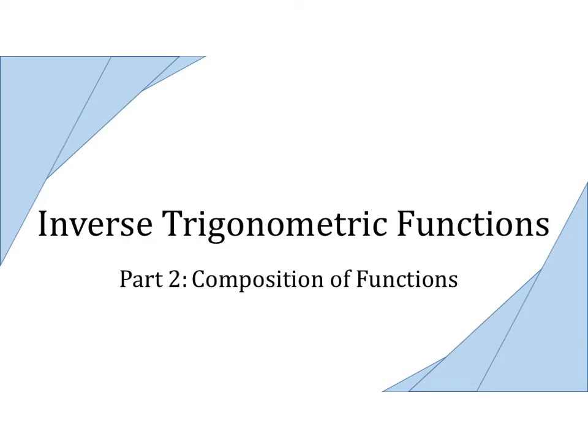So let's now look at how inverse trigonometric functions and trigonometric functions work whenever we compose them. So if we take our composition of functions that we know about from a previous unit, where we take f of g of x or g of f of x, well, what would it look like if we took sine of arc cosine of some input, or some combination of those?